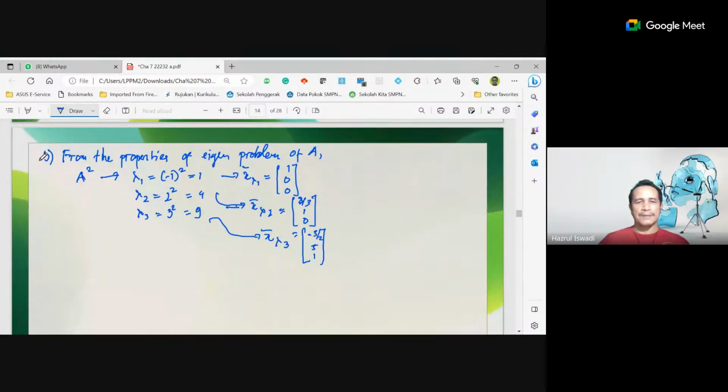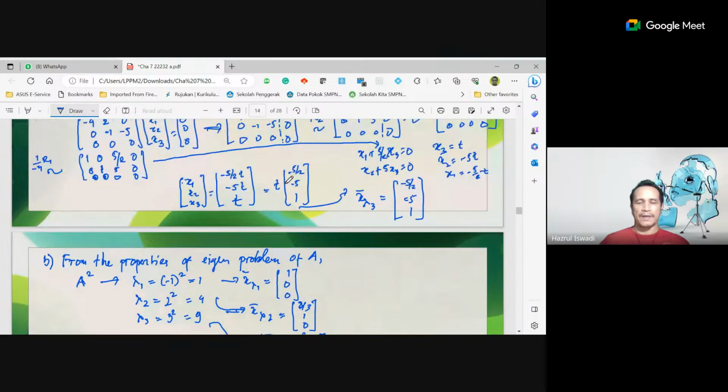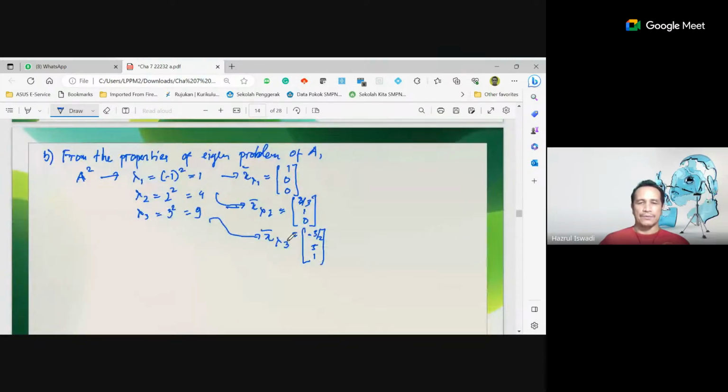So for A squared, we can get it easily, just power by 2 for each eigenvalue. So we have minus 1 to the power of 2 becomes 1, 2 to the power of 2 becomes 4, and 3 to the power of 2 becomes 9. And the eigenvectors just copy the eigenvectors of A. So we don't need to calculate anymore.